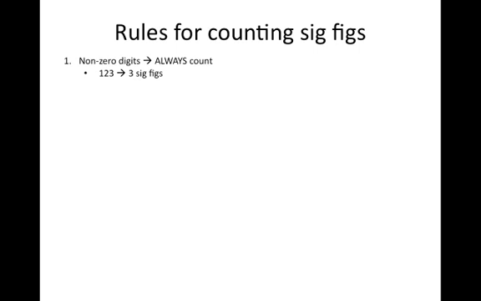The number 123 has 3 sig figs because all of the digits are non-zero digits. 2576 also contains only non-zero digits, so all of the digits in this number count towards the number of sig figs. Therefore, there are 4. The number 2.6 contains 2 sig figs because both digits are non-zero digits, so they always count towards the number of sig figs.